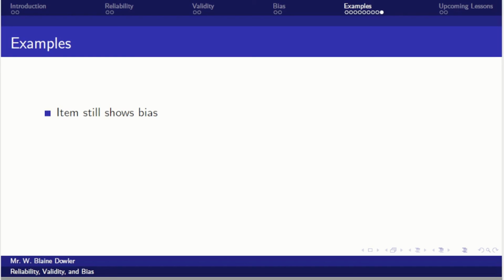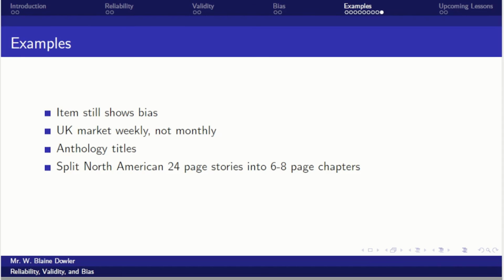The item still shows bias, though. In the United Kingdom market, comics came out weekly, not monthly. They often adapted the US comics as anthology titles. So they would take a 24-page story as it was published in North America and break it into 6 or 8-page chapters to be spread out over 3 or 4 issues in the UK. So as a result, the issue numbers do not line up.